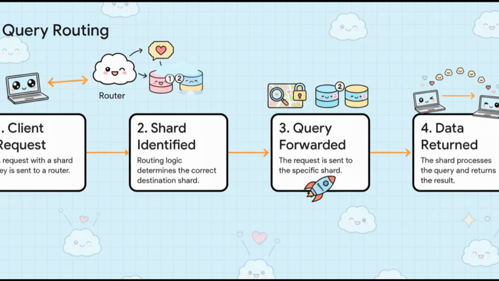Your application sends a request to a router. Now that router acts like a traffic cop. It looks at the shard key, the zip code, and instantly knows which shard holds that data. It sends the request only to that one specific shard. It doesn't have to search the whole system, just the one little piece, which makes it incredibly fast.